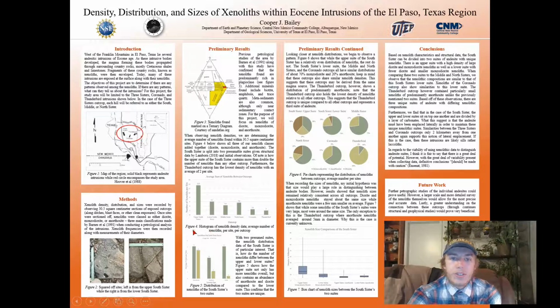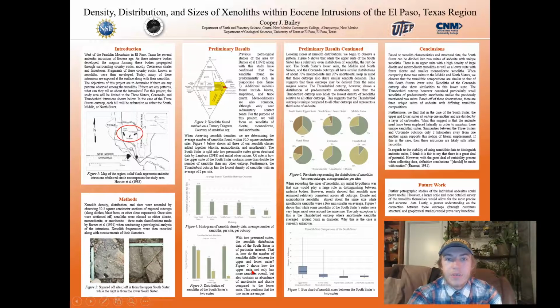As for my results, we'll start with the density differences. Looking here at Figure 4, we see the average number of xenoliths per square foot between the different outcrops. The South Sister's upper suite is notably high with an average of 13.5 xenoliths per square foot, more than double that of the lower suite. The rest are fairly consistent though, being between 2 and 4 xenoliths on average.